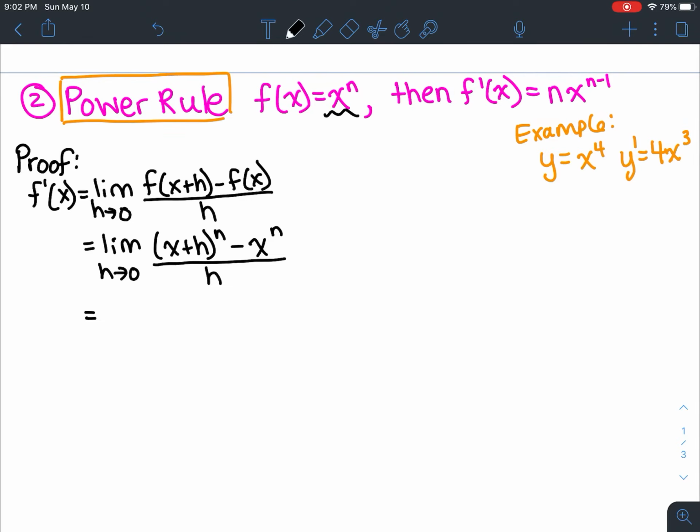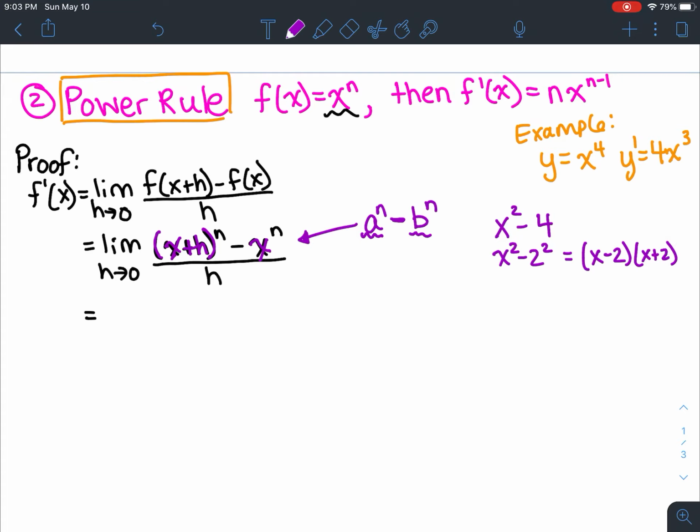Okay, here's where it gets tricky. You have to think about the numerator as being something, let's call it a to the power of n minus b to the power of n. So this part right here, x plus h, I'm just calling it a. And then x, I'm calling it b. So it's like you have two terms to the power of n, and they're being subtracted. It's almost like difference of squares, if you had x squared minus 4. Another way to write that would be x squared minus 2 squared. And we know it always factors into brackets, like x minus 2, x plus 2. So I'm going to use my knowledge of how difference of squares are factored.